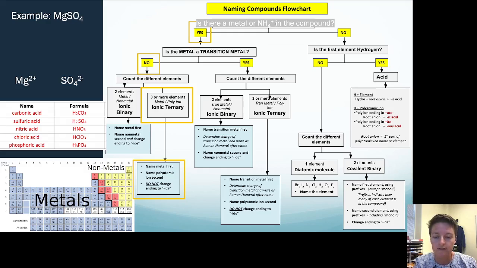And so using this flowchart, I see that my name is going to consist of the metal first, magnesium, followed by the name of the polyatomic anion, sulfate. And so my full name for this compound is magnesium sulfate.